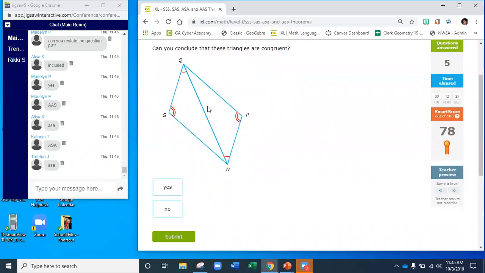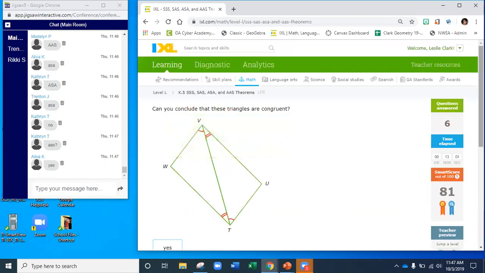Now this one has the same, but is the side included? Is this side here that's still congruent to itself, two angles and a side, but is the side in between our two congruent angles? No, but that's still a theorem. So are these congruent? They're congruent by what theorem? Angle, angle, side. Yes.